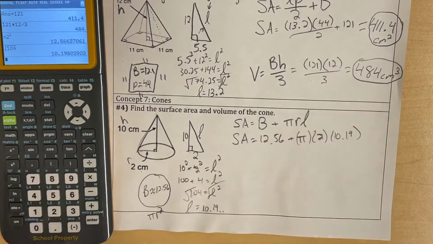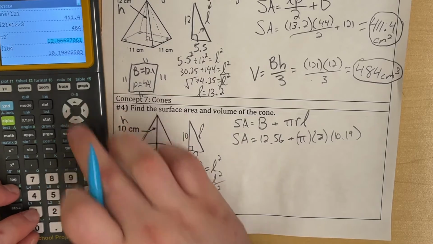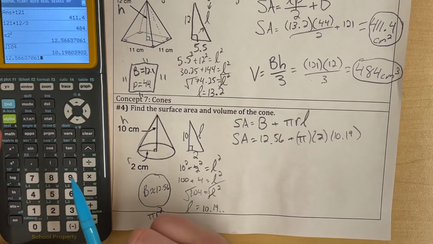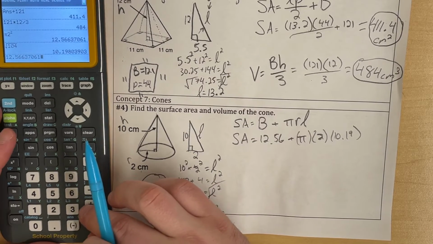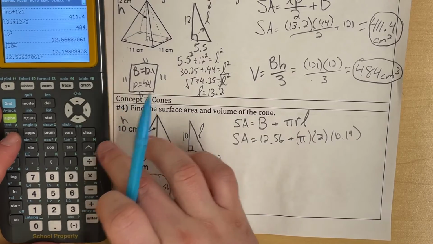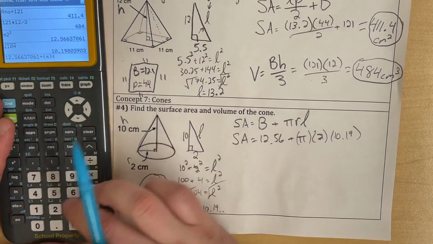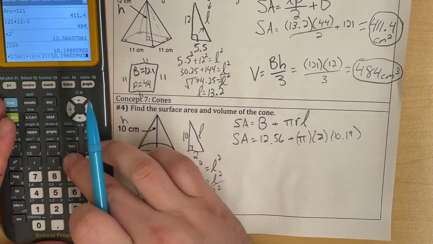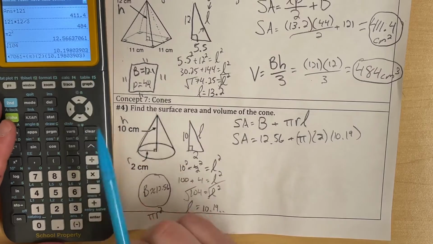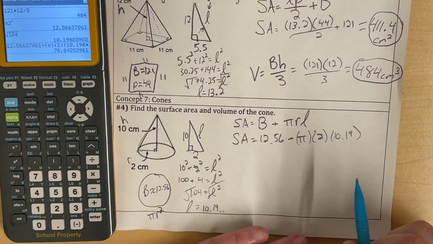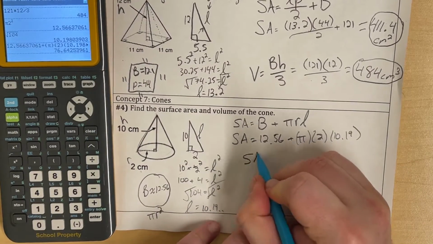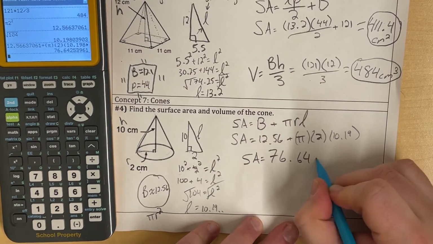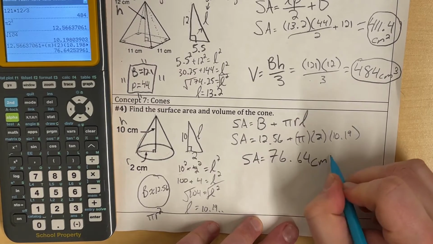So make sure you use those values like so. I have the area of the base. I'm going to use those arrow keys to go up and highlight on your calculator those values. Make sure you do plus, and then I have pi times the radius times our slant height, which is L. So notice how I can use those arrow keys to highlight and enter in those values, so that way it's a more accurate answer. So I'm going to say surface area is equal to 76.64 centimeters squared.